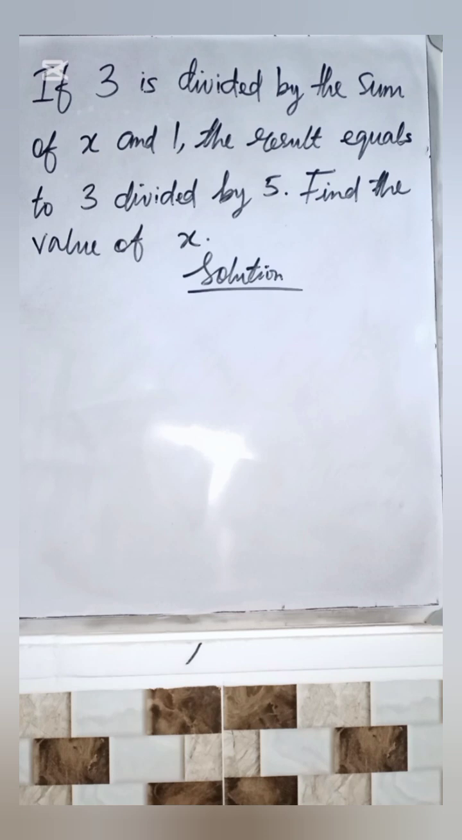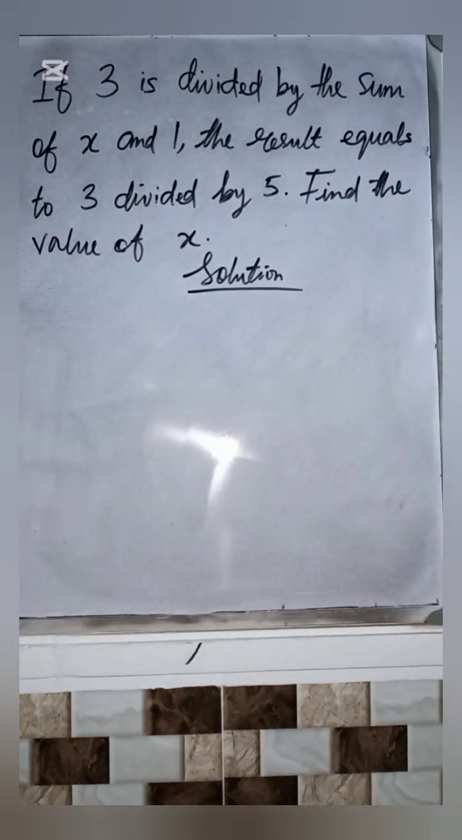It reads, if 3 is divided by the sum of x and 1, the result equals 3 divided by 5. Find the value of x. Now this is a word problem. So we read, we interpret, and we solve.